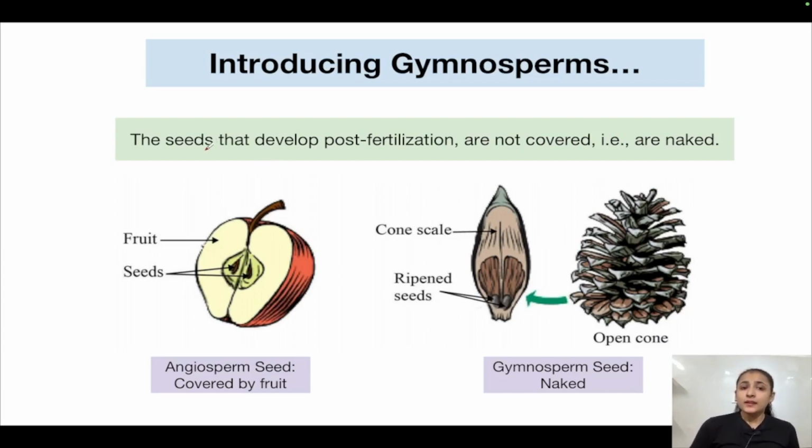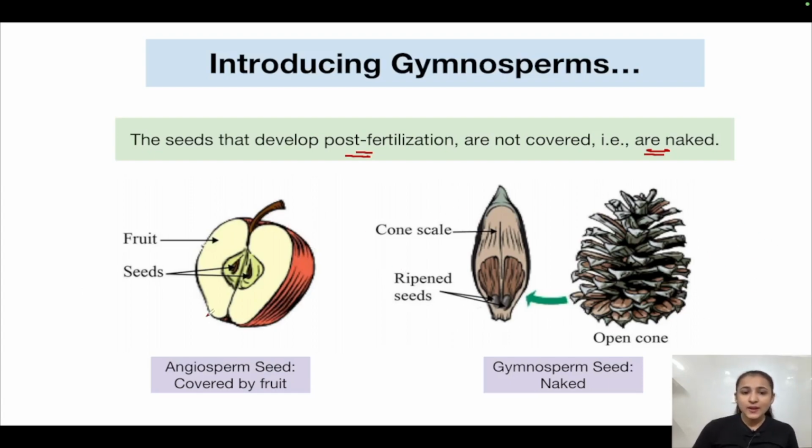Now, the seeds that develop post fertilization, that is after the fertilization of egg and sperm has taken place, are not covered, that is they are naked. I've already told this in the previous slide. So now in this slide I have put on the images of both the angiospermic seed and fruit and the gymnosperm seeds.